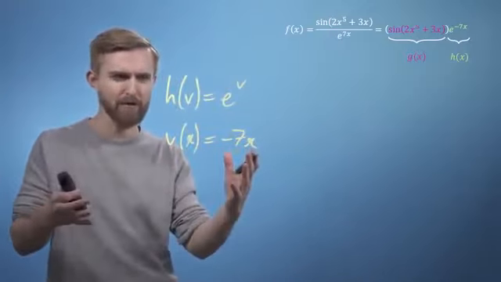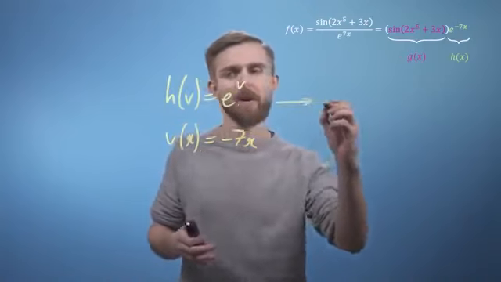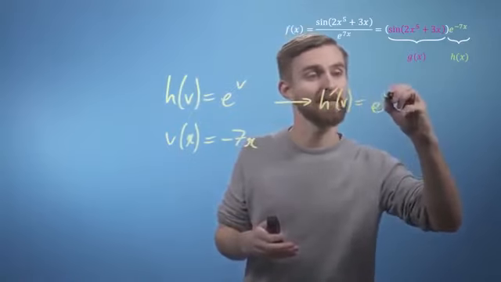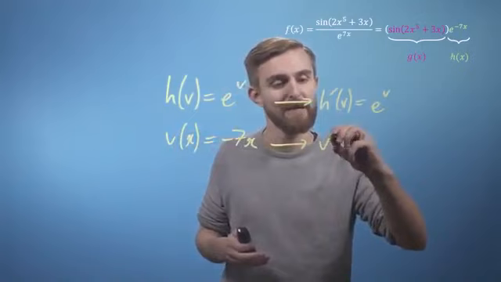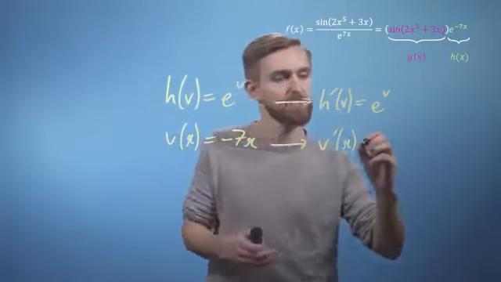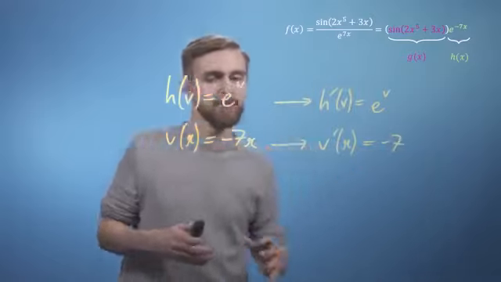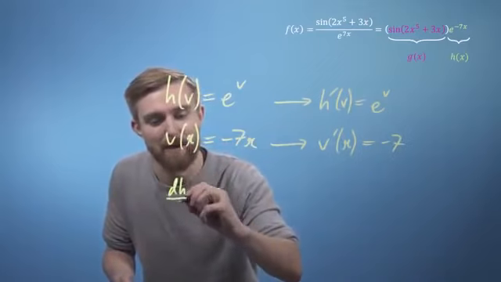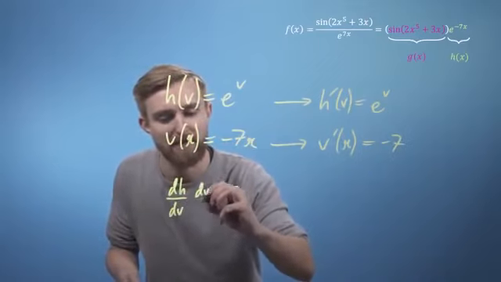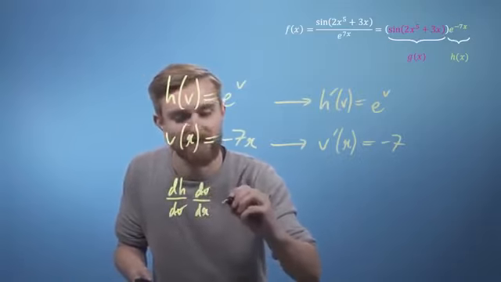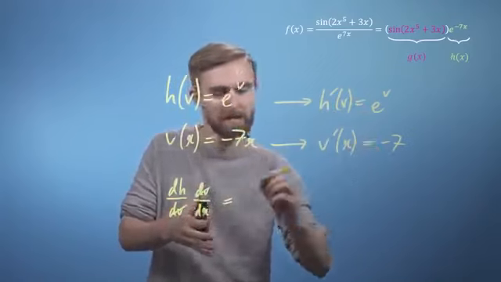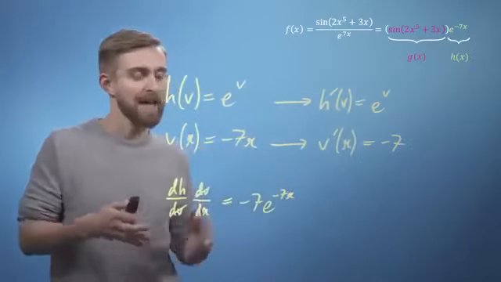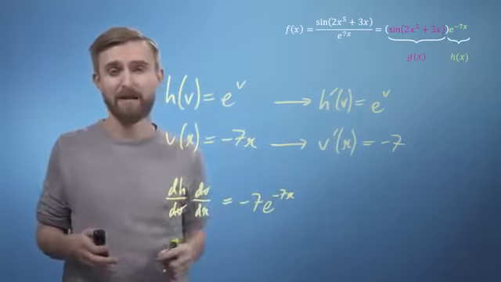Now once again, we've got our 2 functions, we just want to find the derivatives. So h prime of v is just going to equal, well, we've seen this one before, e to the v again. And v prime of x is going to just be minus 7. So combining these 2 back together and using different notation, we can say that dh by dv multiplied by dv by dx is just going to give us minus 7 times e to the minus 7x. And actually, already all of our v's have disappeared, so this is already our final expression.